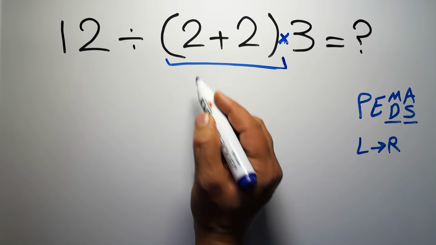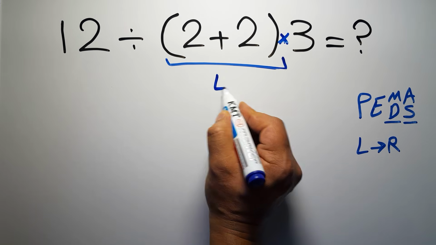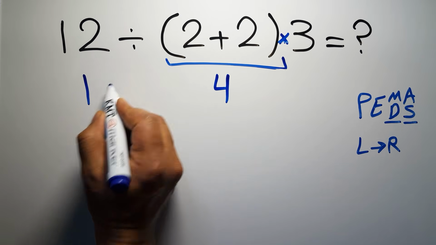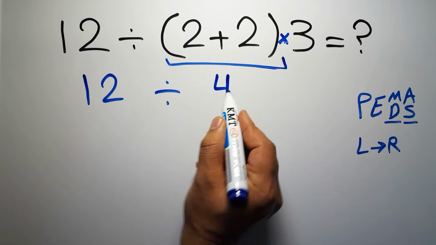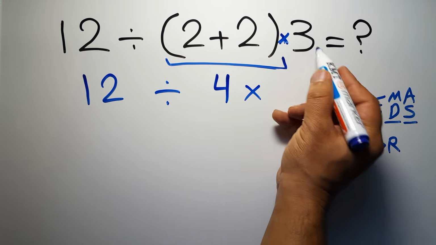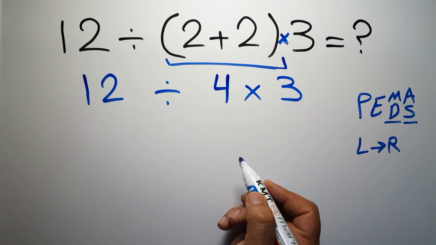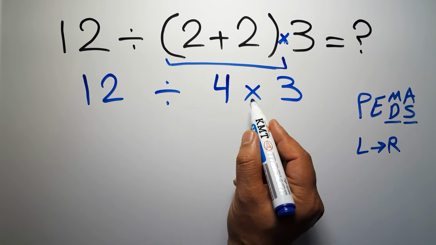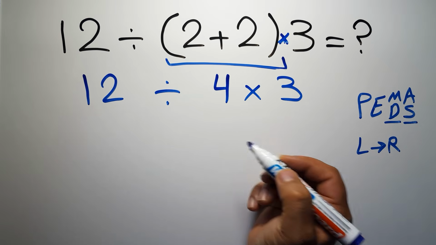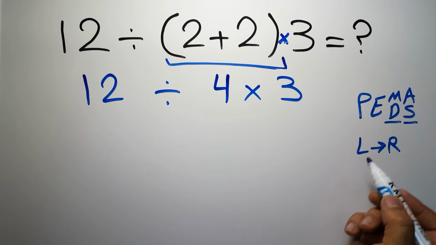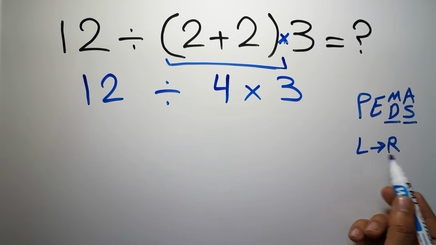Inside this parentheses we have 2 plus 2, which equals 4. So 12 divided by 4, then times 3. Okay? Now we have one division and one multiplication. As I said, the multiplication and division have equal priority and we have to work from left to right.